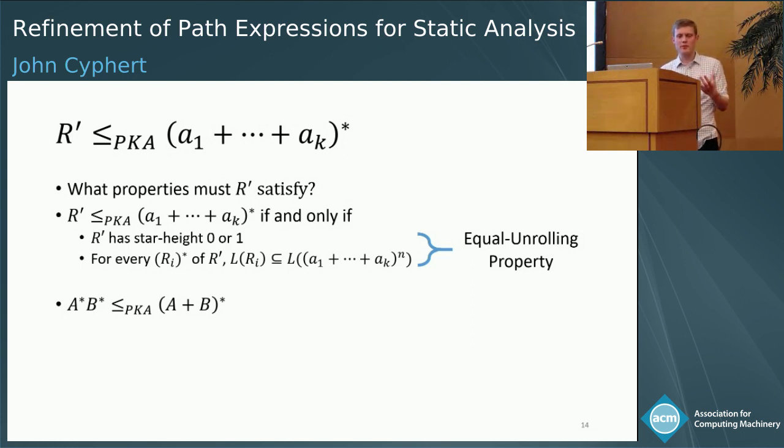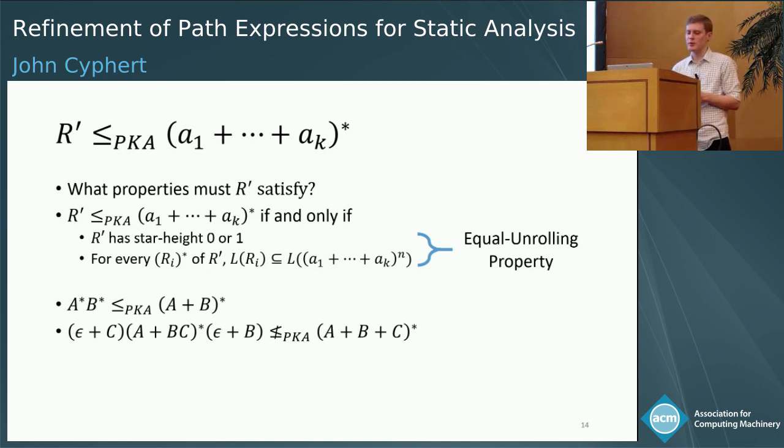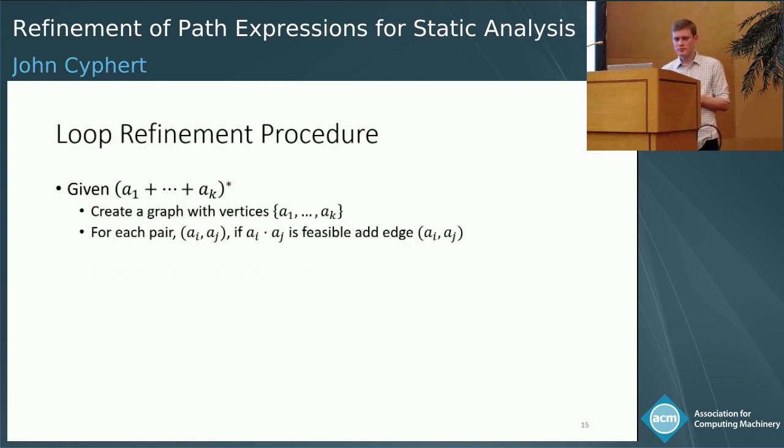So using this theorem about the equal unrolling property, we can directly conclude that we have the precision guarantees that we're looking for with A star B star, because A star B star satisfies the equal unrolling property. However, we don't have the precision guarantees with the other regular expression we had previously, because it does not satisfy the equal unrolling property: A comes from the loop unrolled once, but BC comes from it unrolled twice. So this gives rise to our loop refinement procedure.